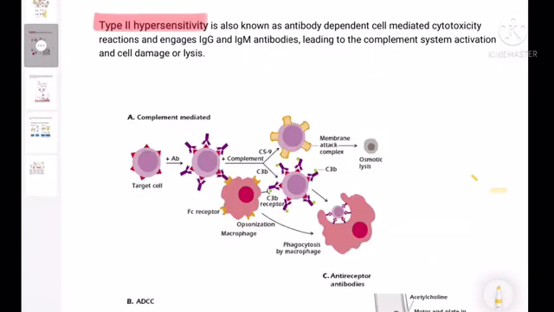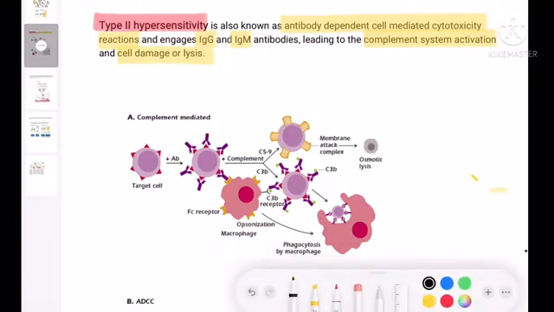Now we are going to talk about the type 2 hypersensitivity reaction. Type 2 hypersensitivity reaction is also known as antibody dependent cell mediated cytotoxicity, involving antibodies, leading to complement system activation and cell damage or lysis.